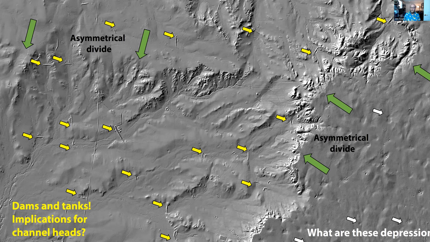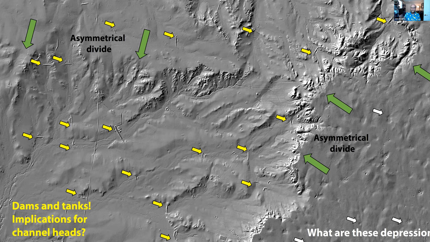So for instance, here, we can see the asymmetrical divides of these drainage basins where we have really steep channel heads eating away into this plateau. This plateau is dominated by all these funky depressions that I have no idea what they are. Within the drainage network here that's eating away into this plateau, we can see that it's interrupted all over the place by dozens and dozens of small-scale dam structures, which are agricultural stock tanks or dams that are in place at a local level and have almost no regulation or documentation at all.